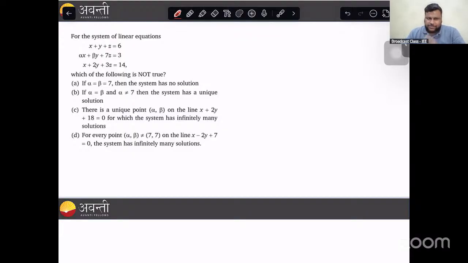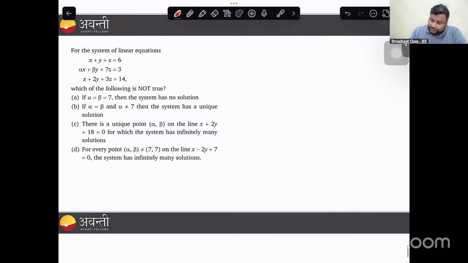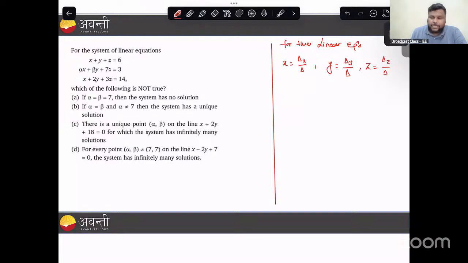Like this question you see, this is a previous year JEE Mains question. For the system of linear equations, x plus y plus z equals to 6, alpha x plus beta y plus 7z equals to 3. Okay, before I start, see, for three linear equations, I told you x is what? Delta x by delta. Y is what? Delta y by delta. And z is what? Delta z by delta.